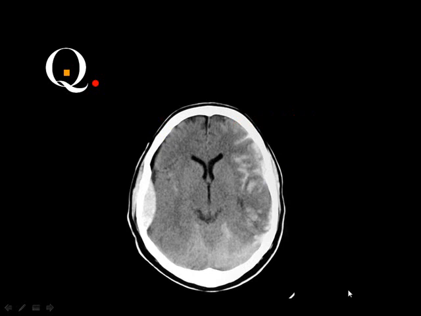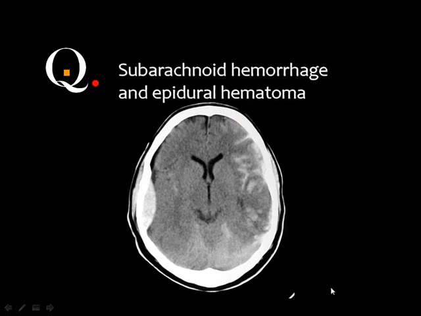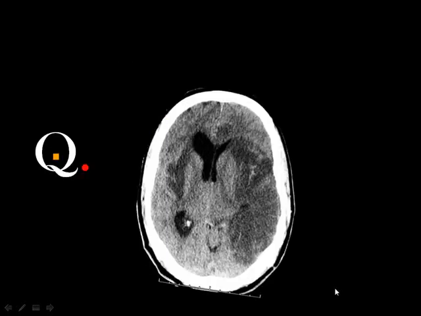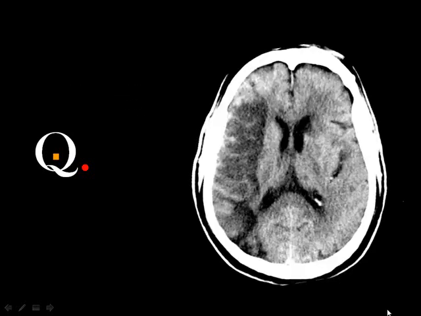And what do you think of this? Right subarachnoid hemorrhage. This is the right side and this is the left side. Left subarachnoid hemorrhage and right epidural hematoma. Very good. The association is usually post-traumatic. What do you think of this? Infarction on the left and infarction on the right. This is acute and this is also acute. Very good.